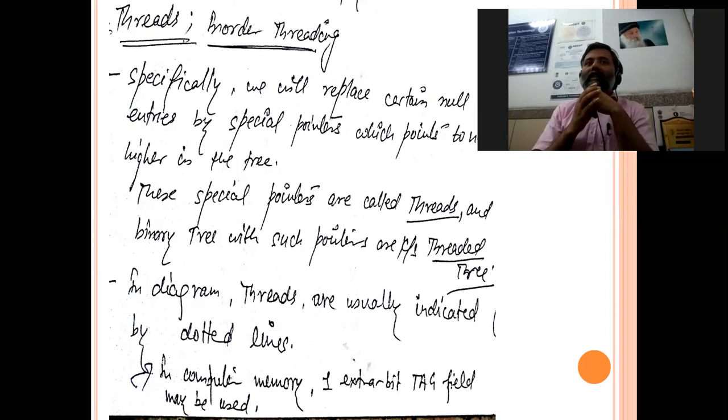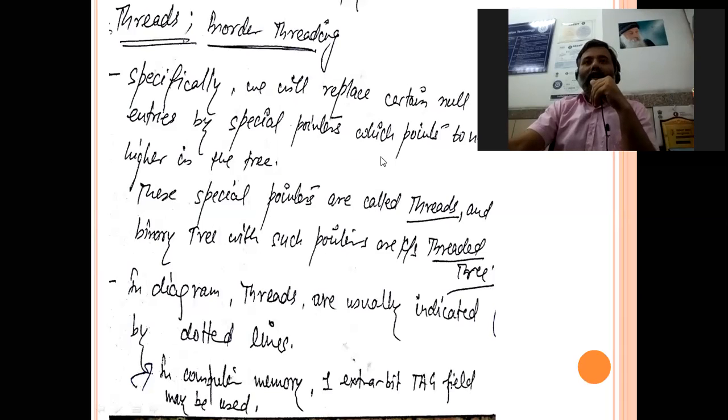So in the concept of threading, basically we replace these null pointers. After the replacement of these null pointers, these pointers we call threads, and after threading, the binary tree we call a threaded binary tree. So we replace certain null entries by special pointers which point to nodes higher in the tree.